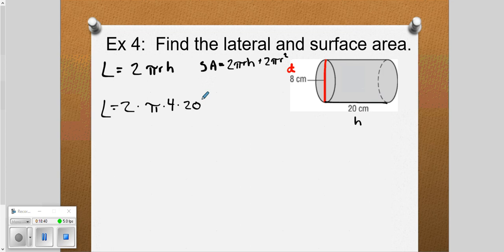And we're going to type that in, and I would like it to the nearest tenth again, so 2 times pi times 4 times 20, which nearest tenth I'm getting lateral area is approximately 502.7. That would be centimeters squared.